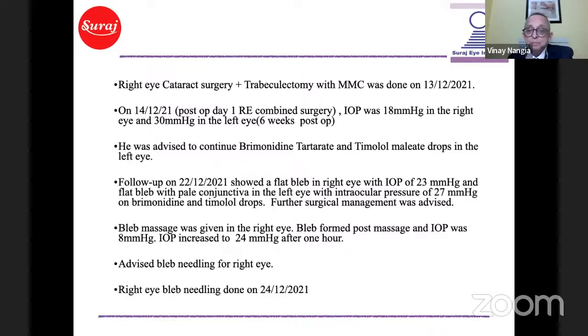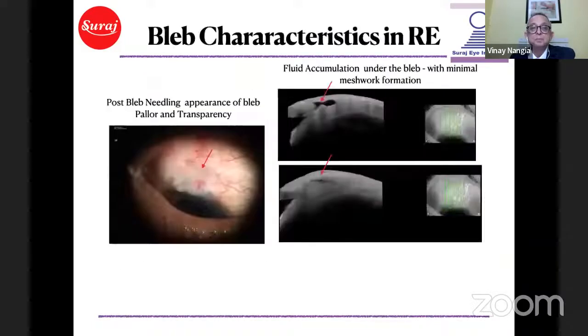On follow-up, in the right eye, he appeared to have developed a flat bleb with an intraocular pressure of 23 millimeters of mercury. And on massage, the intraocular pressure went down, but after an hour, it again came back up to the same levels actually. So we did bleb needling for the right eye, and that was done on the 24th of December, 2021. Meanwhile, the left eye intraocular pressure continued to be on the higher side, and we did advise him further surgical management. So this is the appearance of the bleb in the right eye.